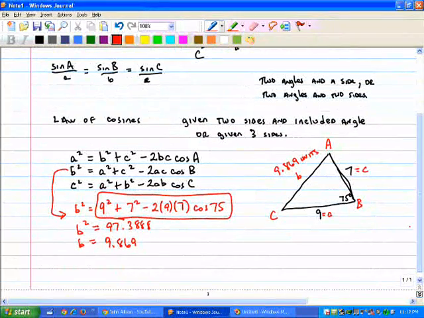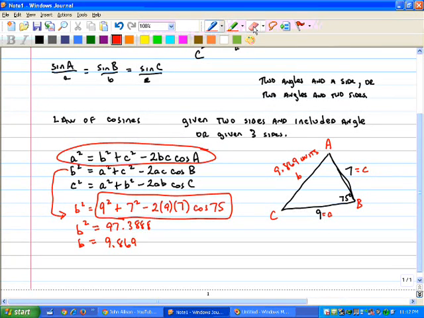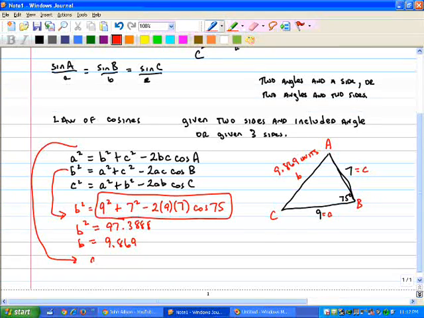Now I choose one of the angles I want to solve for. I need to know angle A, I need to know angle C. Let's find angle A first. Since this is the version of the law of cosines that has angle A in it, we'll use that. And we'll plug in all of the known variables. We have a is 9, b now we know is 9.869, c is 7.